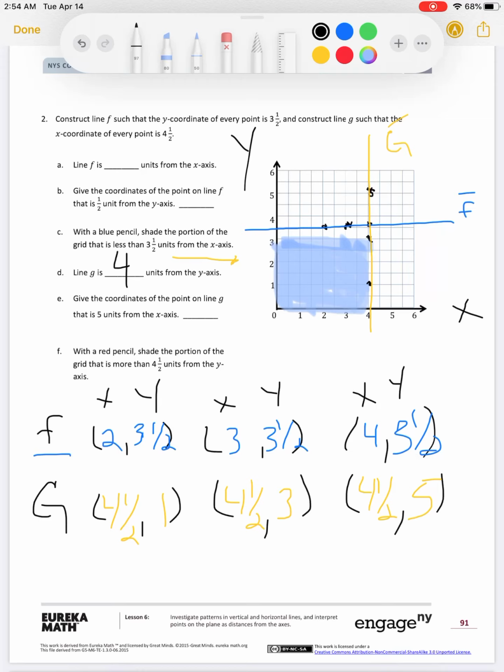Now let's move on. E, give the coordinates of the point on line G that is 5 units from the x-axis. So here's line G. Now 5 units from the x-axis means 5 units up, which is there. So the coordinates here for this particular point would be 4 on the x-axis, 5 on the y-axis. So this would be 4, 5.